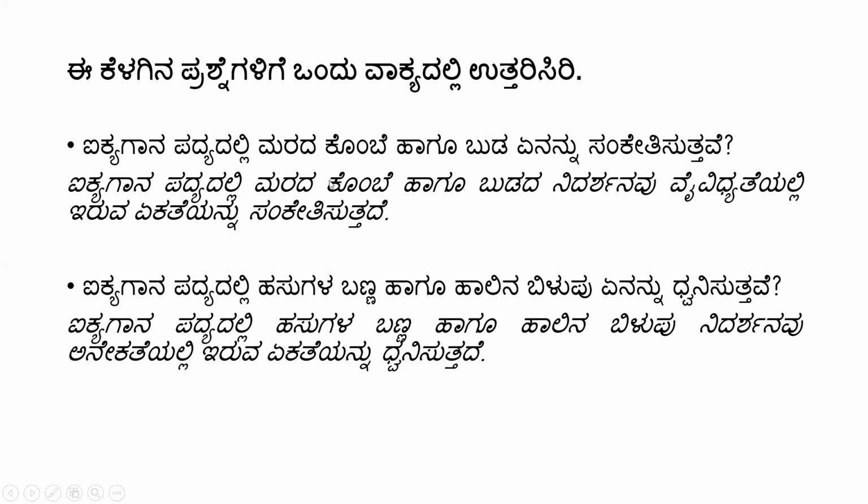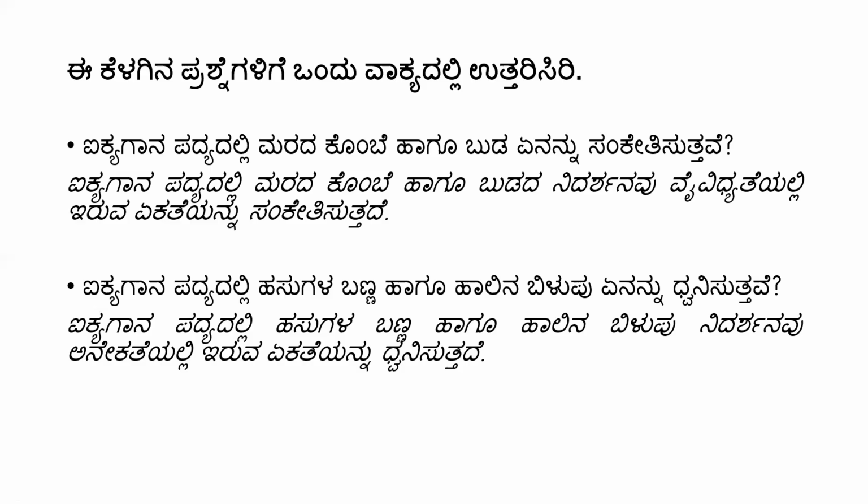ಐಕ್ಯಗಾನ ಪದ್ಯದಲ್ಲಿ ಮರದ ಕೊಂಬೆ ಹಾಗೂ ಬುಡದ ನಿದರ್ಶನವು ವೈವಿಧ್ಯತೆಯಲ್ಲಿ ಇರುವ ಏಕತೆಯನ್ನು ಸಂಕೇತಿಸುತ್ತದೆ. ನಿದರ್ಶನ means example. So in this poem, the example that the poet has given about the branches of a tree and the root, what does it indicate? It indicates unity in diversity. Ekate is unity.